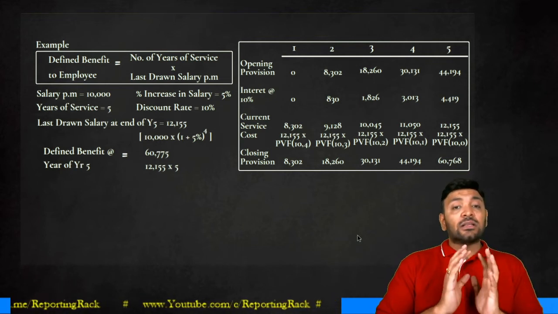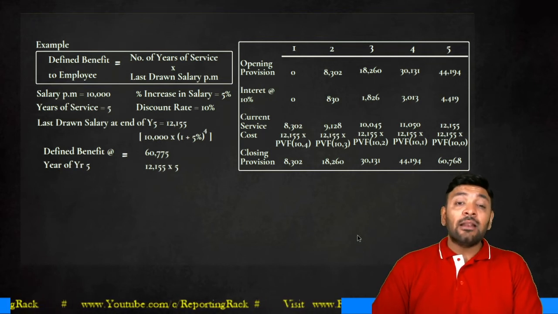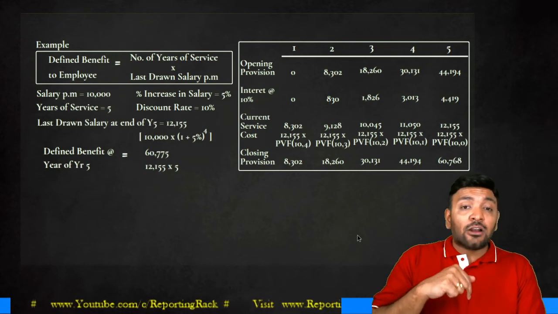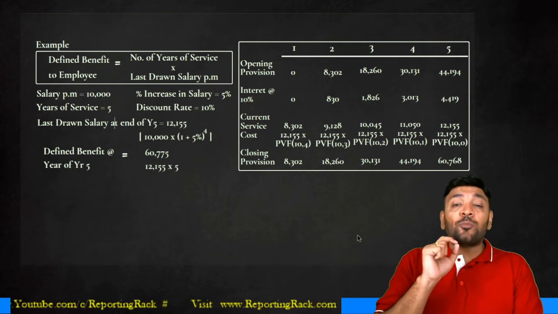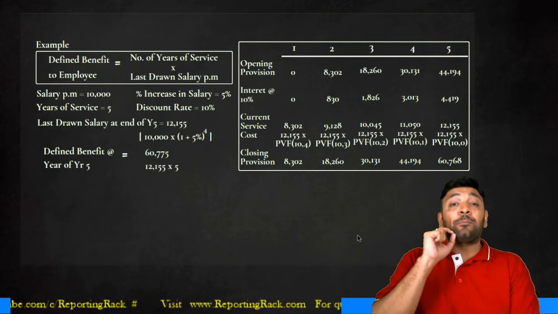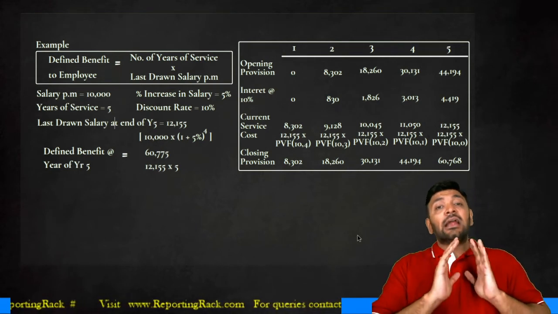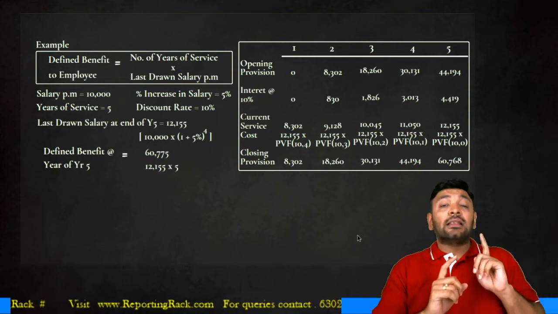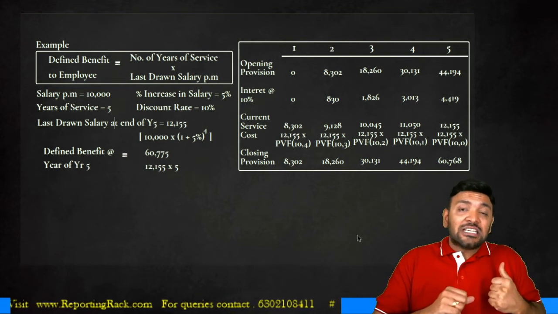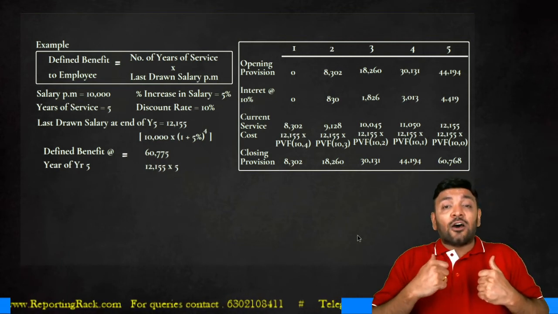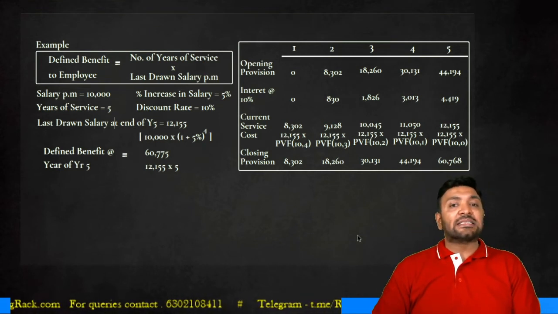So when I create 12,155 of provision each year, understand, first year when I create 12,155, the amount is not payable at the end of the current year. It is payable at the end of 5th year. So therefore, I'll have to provide it on a discounted basis at present value. So at the end of 1st year, when I create 12,155, it is to be paid at the end of the 5th year. Therefore, it should be discounted by 4 years. End of 1st year to end of 5th year, only 4 years discounting is necessary.